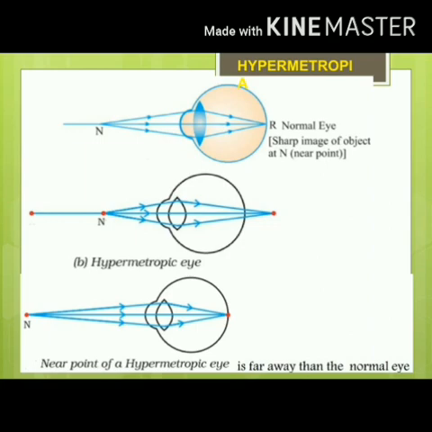So in this case, for the hypermetropia, the near point of the normal eye is not making the image on the retina. It is making the image behind the retina. So what is happening? Third one, the object needs to be taken further away from the eye so that we can get the image on the retina. So here the changed near point is far away from the near point of the normal eye.